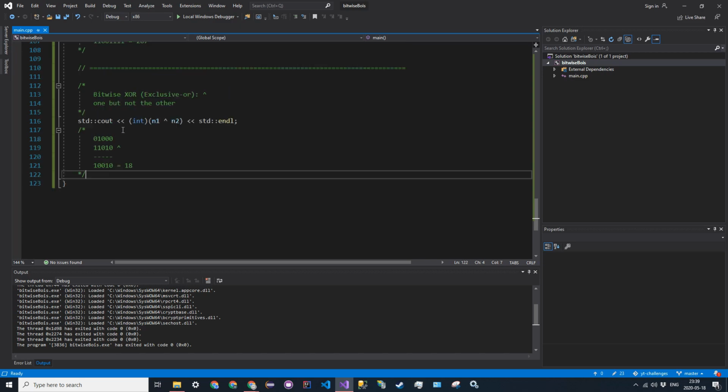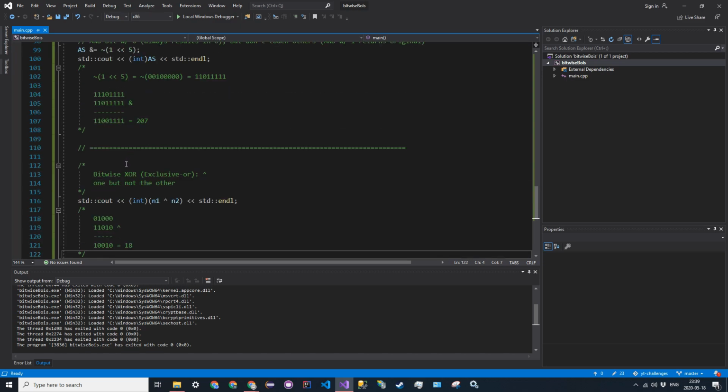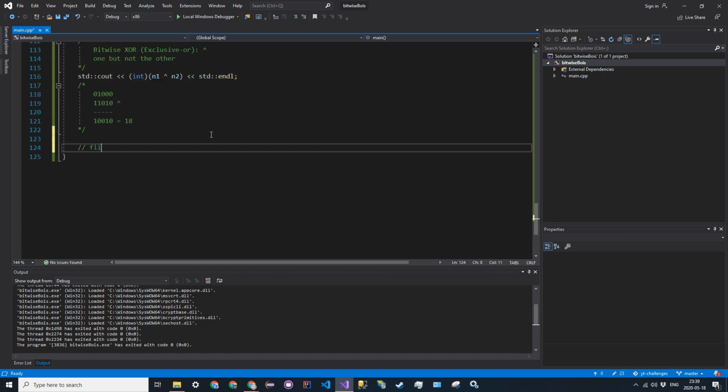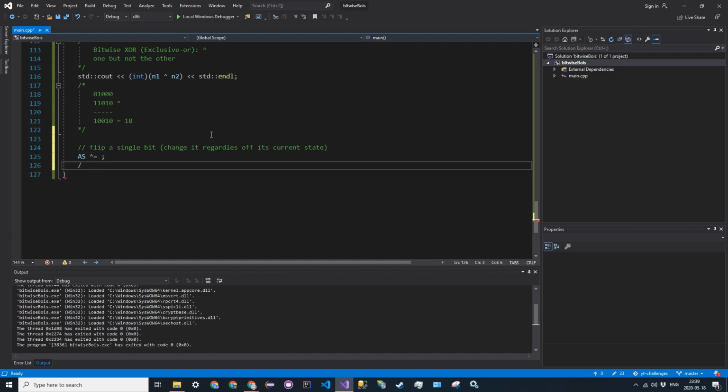All right, so with the exclusive OR, the main thing we can do is use it to flip a single bit and change it regardless of its current state. If it's active or inactive, we just want to flip it no matter what. Let's look at how we're going to do that. So we're going to do AS. Let's say that we want to flip the fifth bit. So XOR equals something, and then we'll print this out.